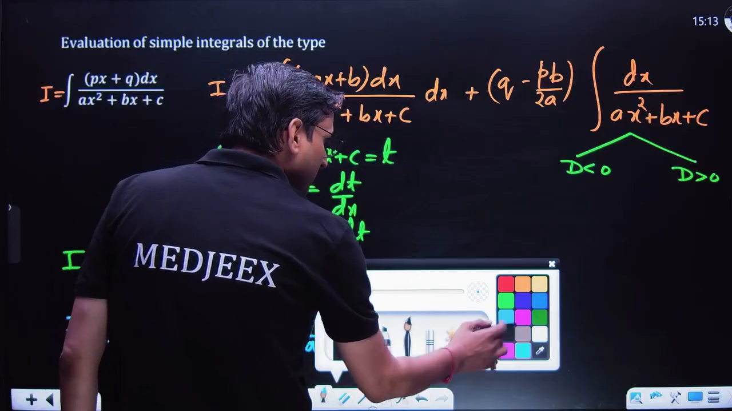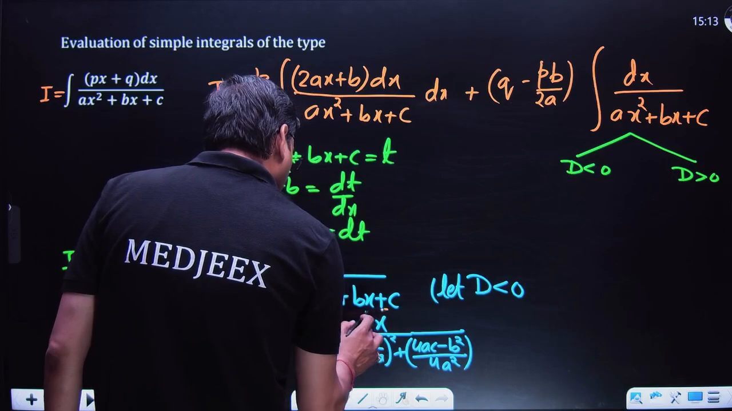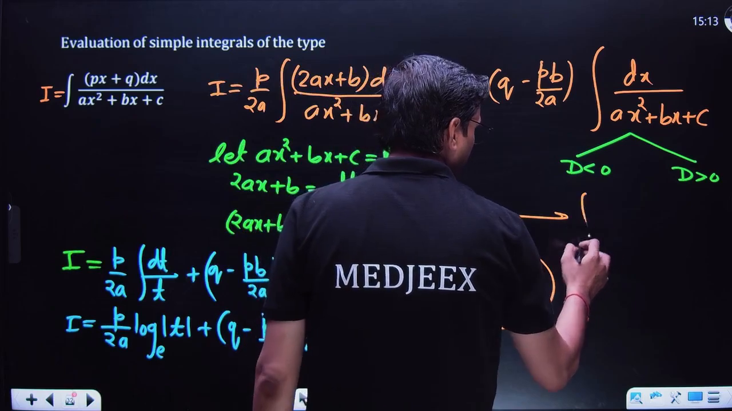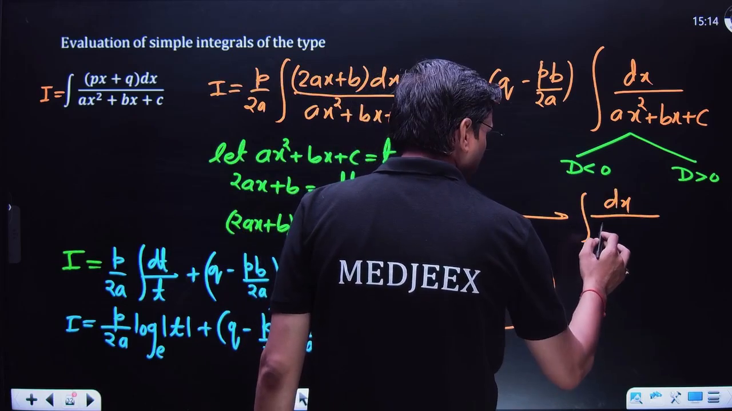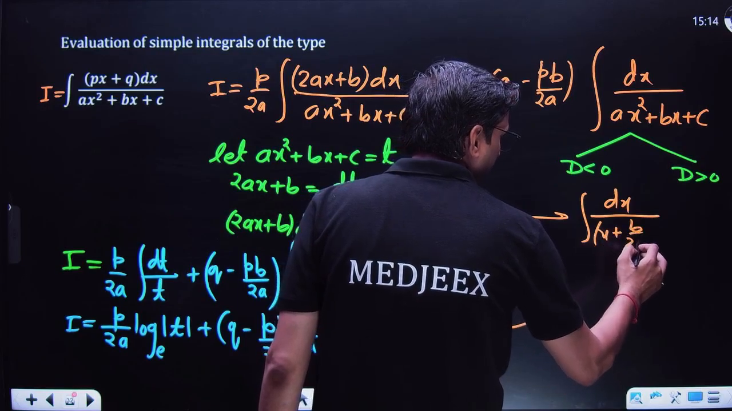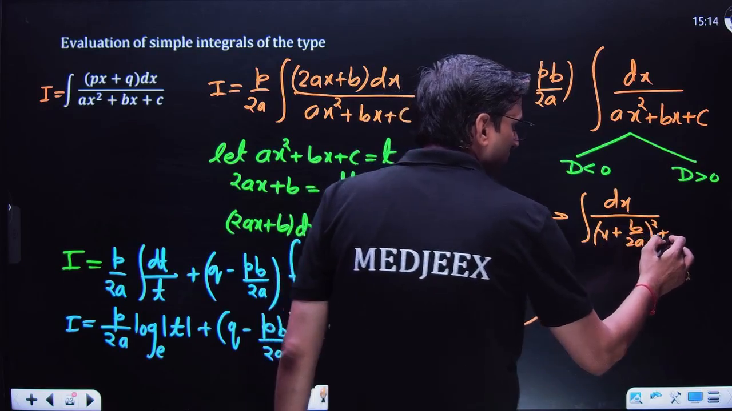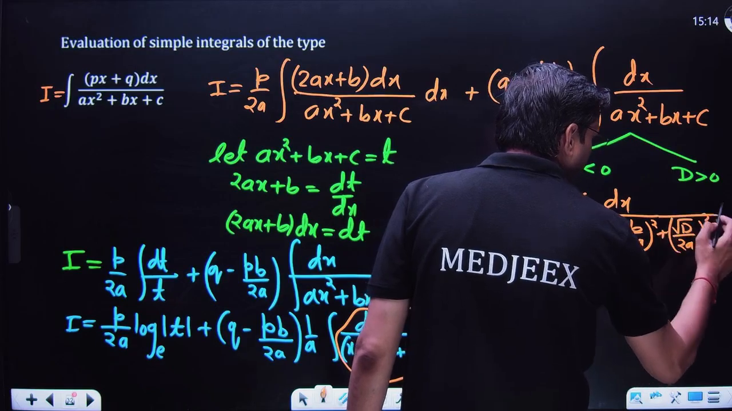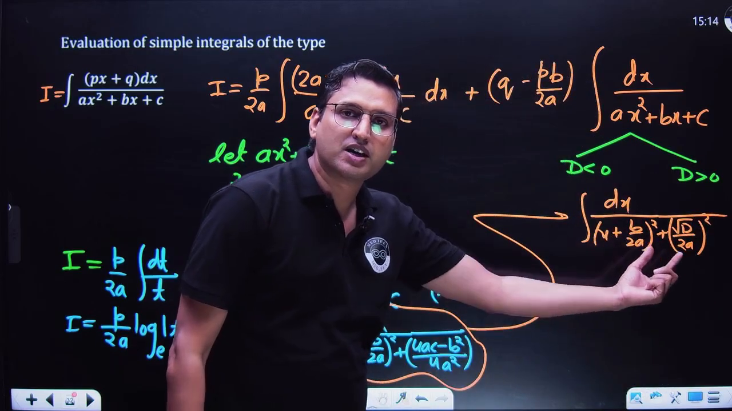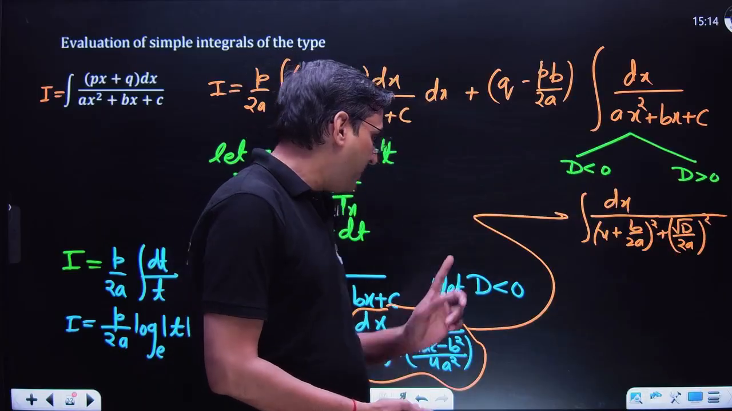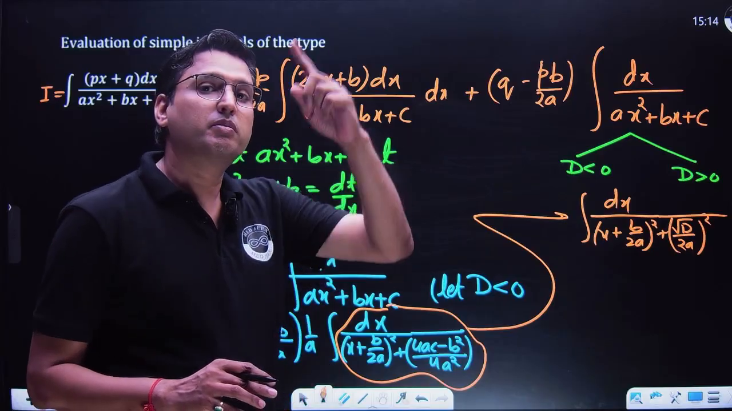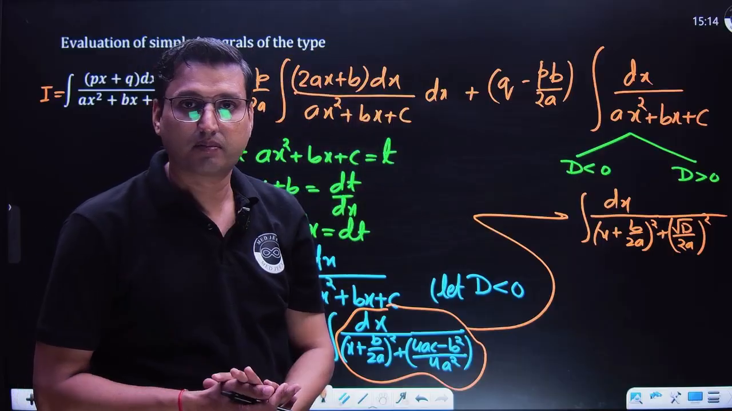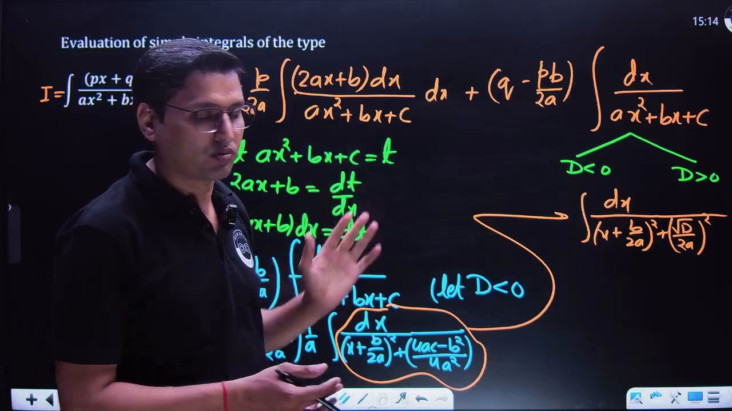This will be written as the integration of dx upon (x + b/2a)² + (√D/2a)², and now it can be integrated as 1 upon x² + a² format. If my D is not less than 0, then it will be integrated into the form of dx upon x² − a². By substitution we have derived that particular also.